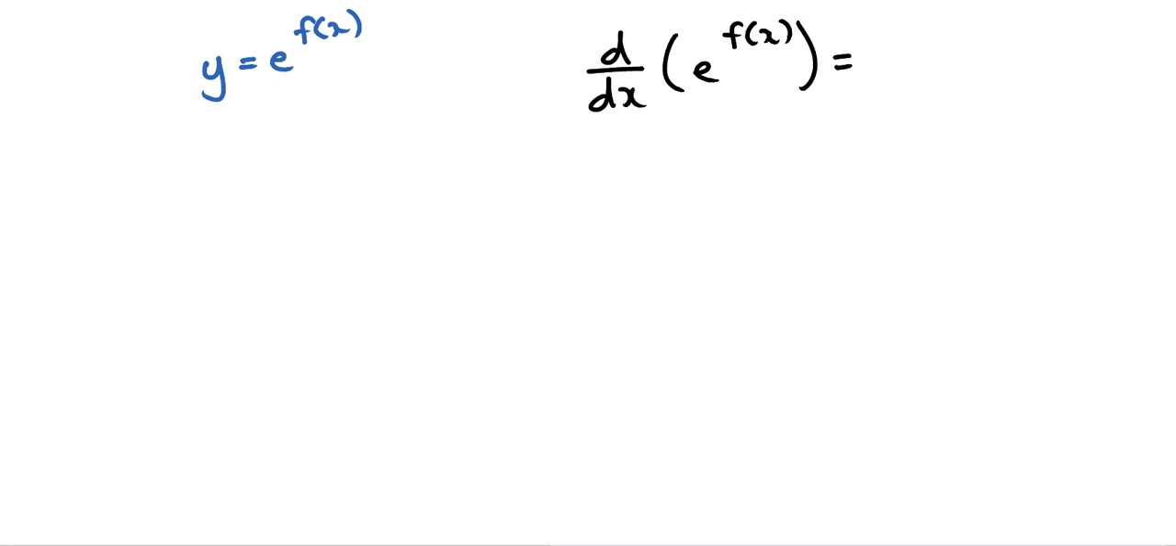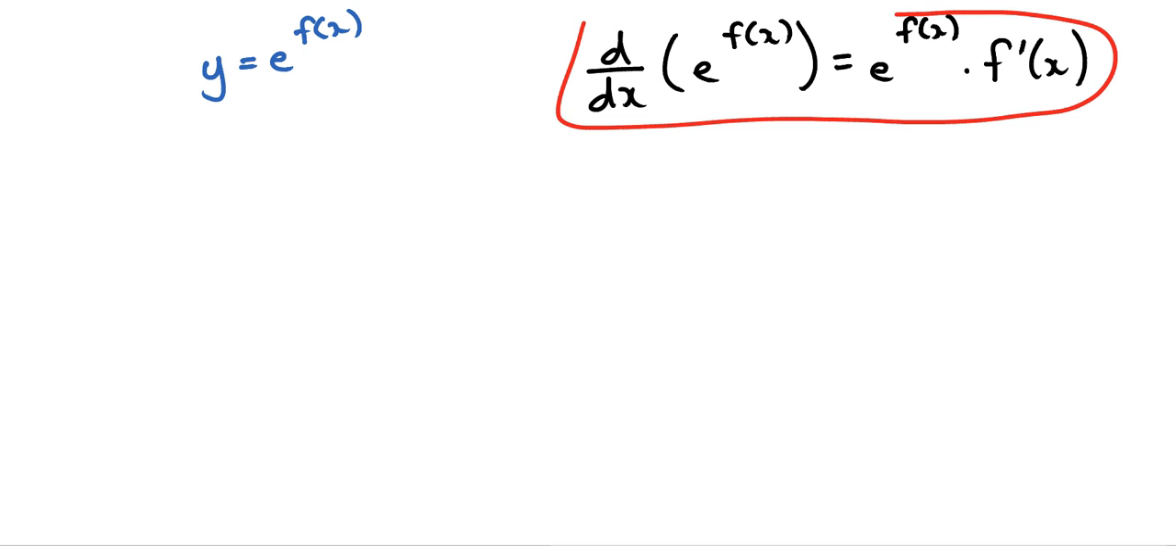If you have the function y equals e to the f of x, and I want to find the derivative of this, the derivative of e to the f of x, if you look at your reference sheet, it says that this derivative is e to the f of x times f prime of x. This is given to you in your reference sheet, and what I want to do in this video is show you how we can actually get to that conclusion.